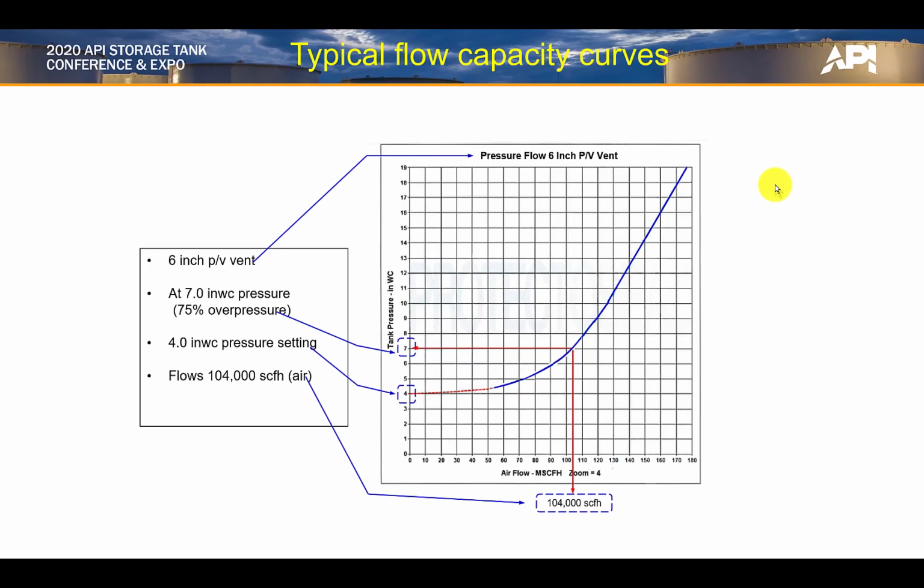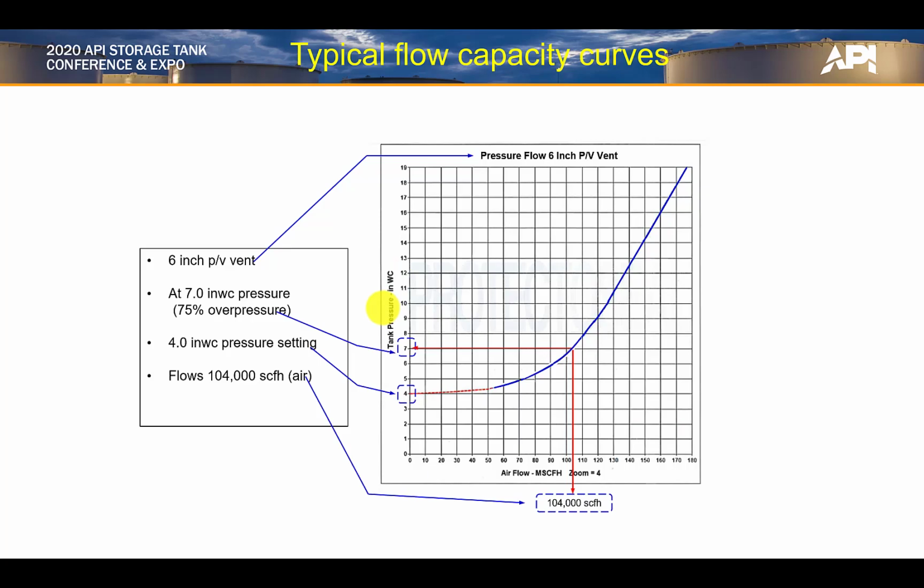Here is the point in the presentation where we transition to the work of the Flow Certification Task Group. For background, this is the certified flow curve. It's typical of manufacturer certified flow curves. On the x-axis, we have the airflow in thousands of standard cubic feet per hour. On the y-axis, we have the tank pressure, which is also the inlet pressure to the venting device, usually in inches of water column, or OSI, ounces per square inch.